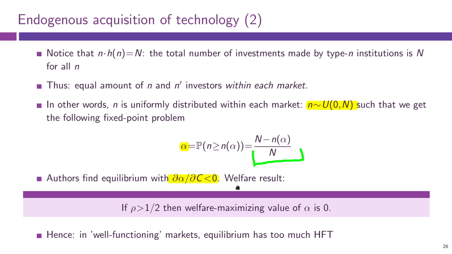the authors find an equilibrium in which alpha decreases with the cost of becoming fast. So the costlier it is to become fast, the fewer fast traders you will have in the market, which is something very intuitive, something that you would expect, right? They also have a welfare result. And they say that if rho is greater than 1/2, meaning that the slow investors do not have that much trouble finding trading opportunities, then the welfare maximizing value of alpha is zero.